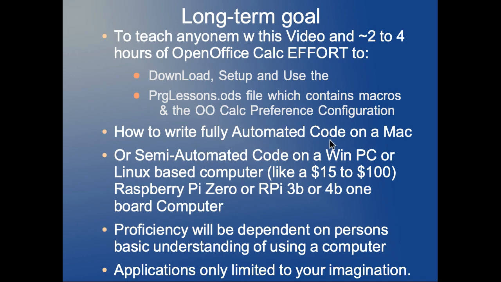So basically what this training program does is it shows you how to fully automate code on a Mac in approximately a 1 hour video and 3 to 4 hours of playing around with the OpenOffice environment. Or semi-automated code on a Windows PC or a Linux-based computer, like a $15 to $100 Raspberry Pi Zero or Raspberry Pi 3 or 4B, one board computer.